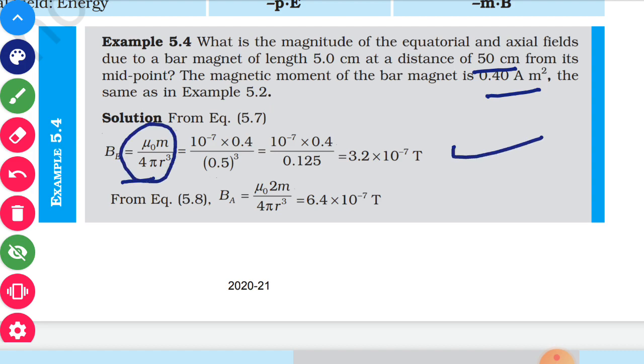Now on the axis it is double the value on the equator, so just we have to double. Because the axial formula has 2 times m, and here there is only 1 m, so the value gets doubled. So that answer can be easily understood.